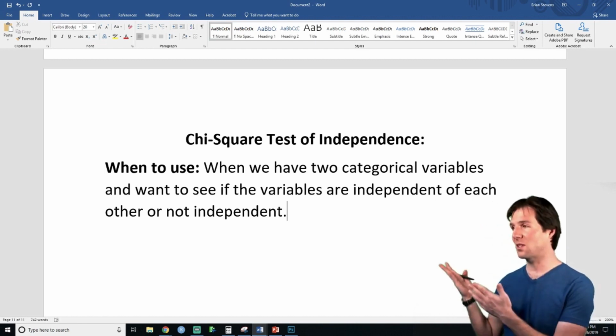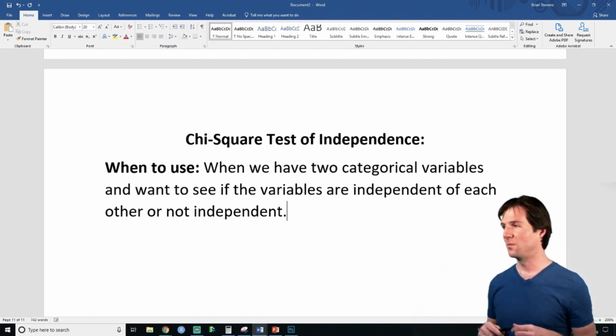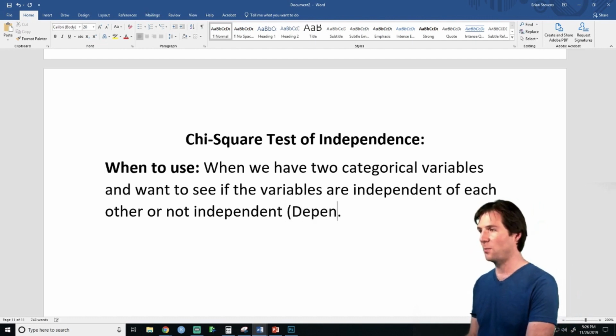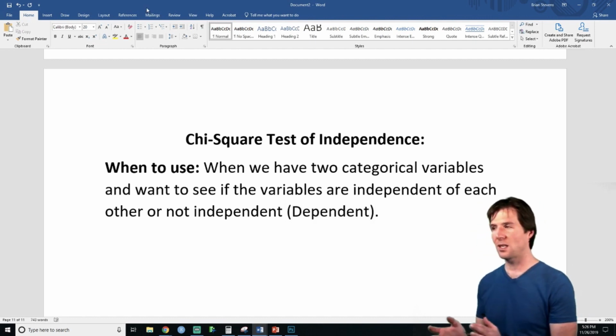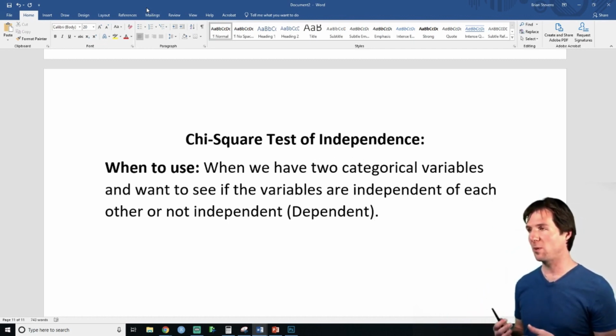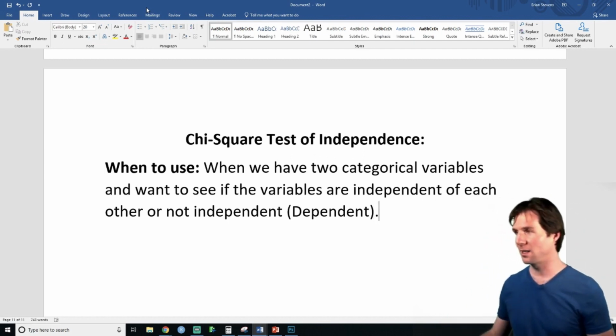And by dependent, that's the same thing as not independent. So it's either independent or not independent, and not independent, let's put a side note right here, is the same as dependent. So is that clear, that independent and not independent means dependent? But I like to say independent and not independent.